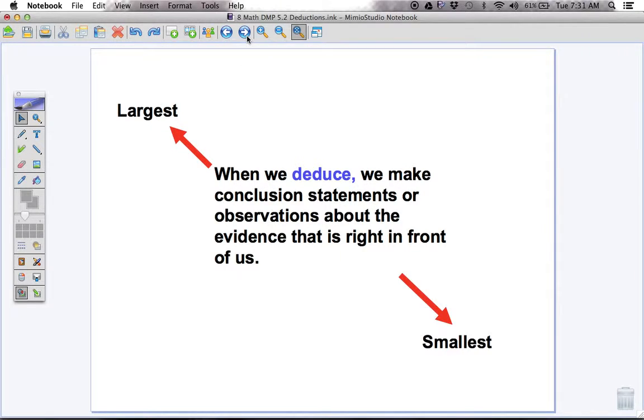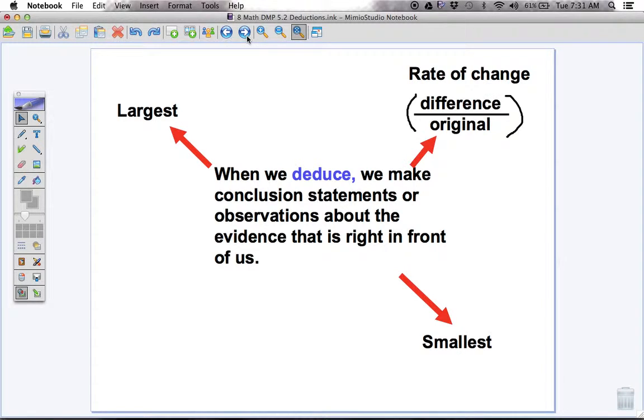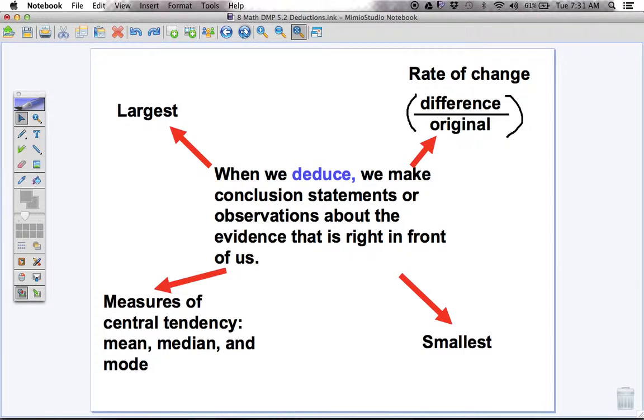We can look at the smallest data. We can also look at the rate of change. We calculate this by dividing the difference by the original. We can also look at all three measures of central tendency, the mean, the median, and the mode. And we can also look at trends.